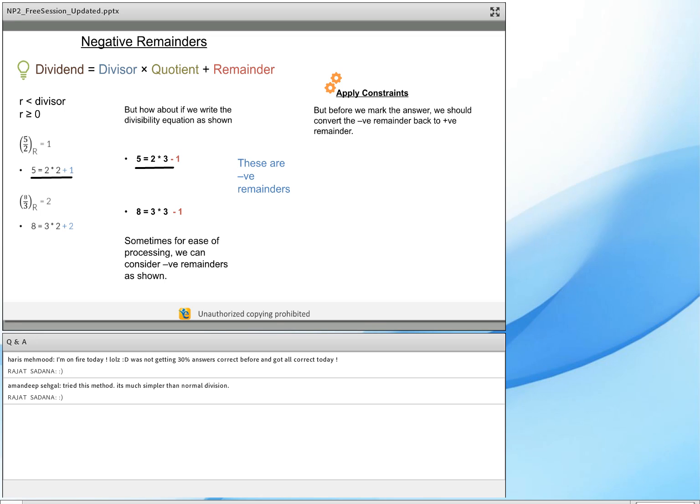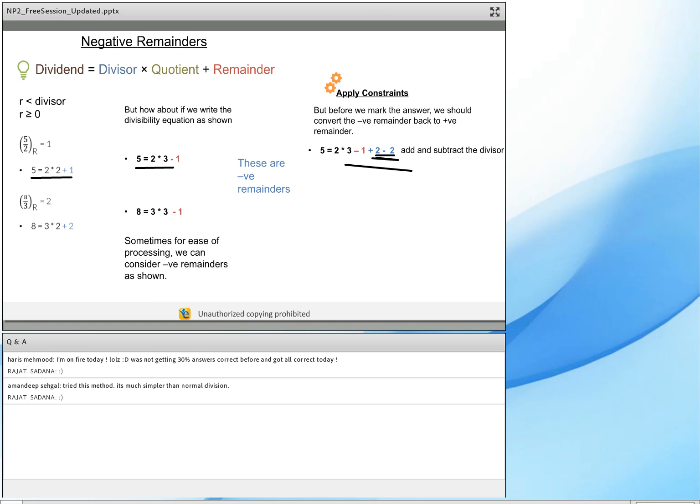So how do we go about solving this? What we do is we actually add and subtract the divisor. So we express 5 as 2 times 3 minus 1, so 6 minus 1, and we add a plus 2 and subtract a minus 2. Why? Because then net we are adding 0.